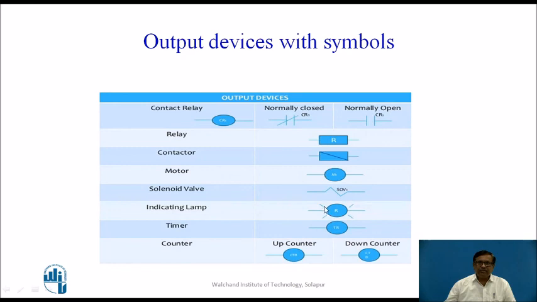An indicating lamp is shown by a circle, then a timer is shown by this TR, a counter is shown here, up counting CTR, down counting CTD, like this.